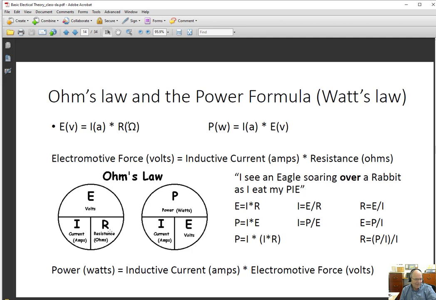Now, there's a little mnemonic device that I've always used when I first learned this. I always learned this by drawing a circle, putting a line through it here, putting a line through it here, and putting an E, an I, and an R. Electromotive force measured in volts, inductive current measured in amps, resistance measured in ohms. And we'll get to the other one here, which is the power formula. Power measured in watts is the combination of current and volts. The more current and more pressure you have, the more power you have, the more work you can do in a system. Now, P for power, I for inductive current, E for volts.